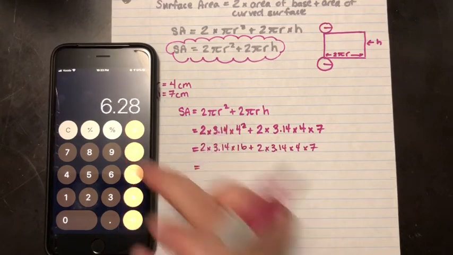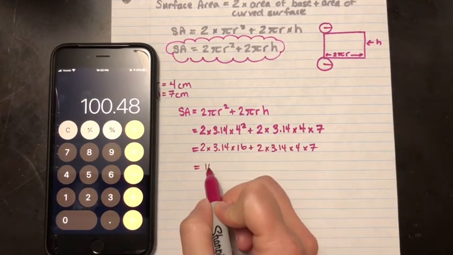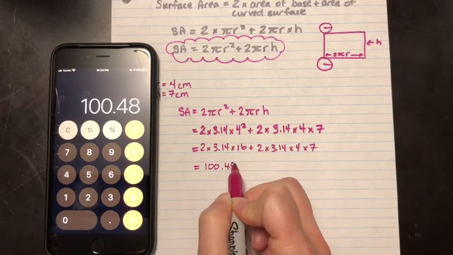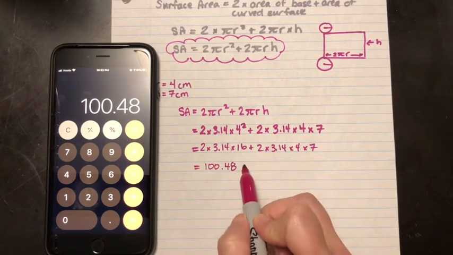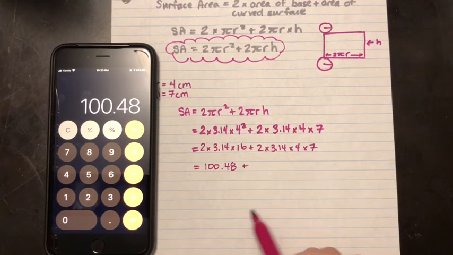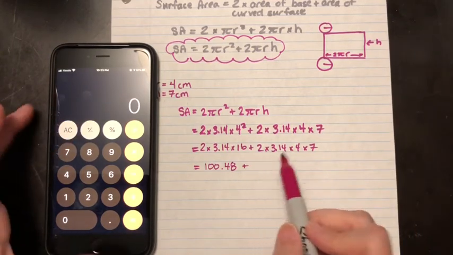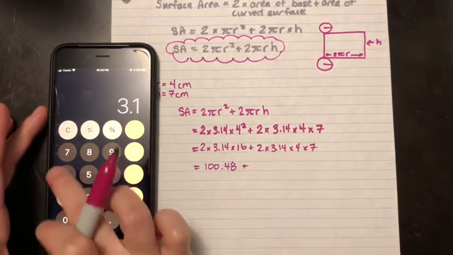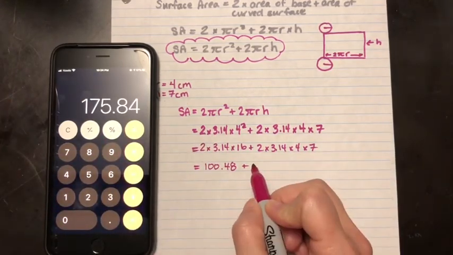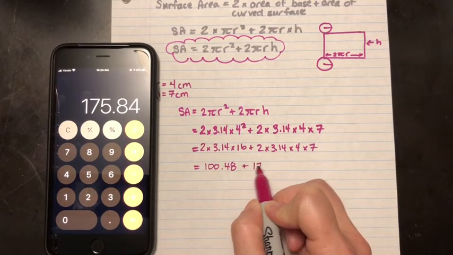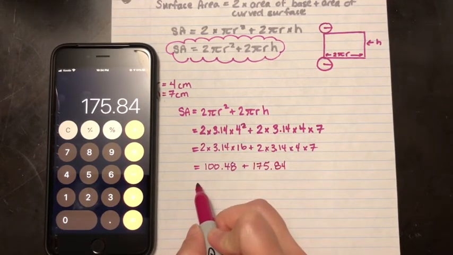So it's going to be multiplied by 16, and that's going to give me 100.48. And that is the result of these 3 things being multiplied together. Then I have my plus sign. Now, does it hurt to do this all in one step? I don't think it hurts. So we're going to go 2 times 3.14 times 4 times 7. And that's going to give me the answer to this half of the question, 175.84. And then I leave my addition till the very end.